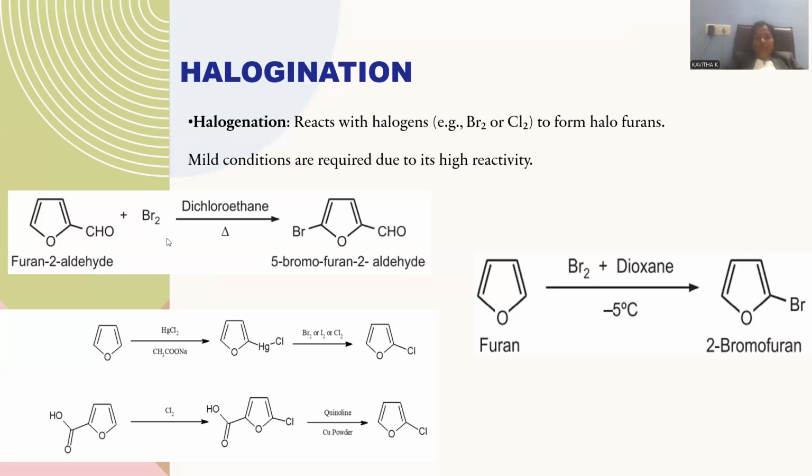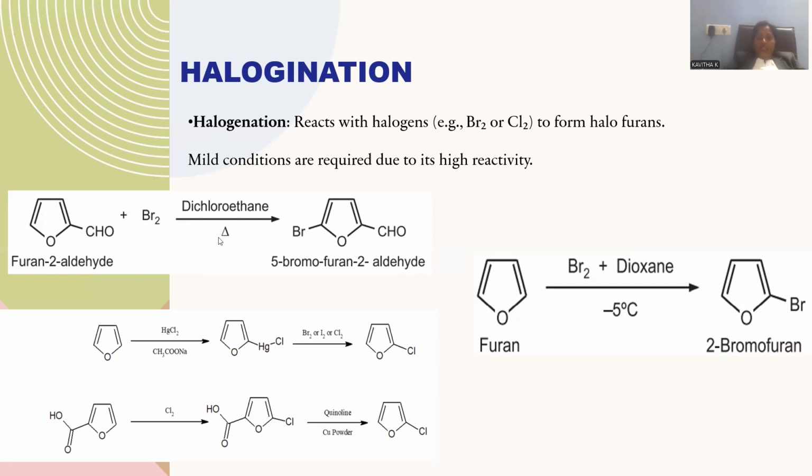Now let me go for halogenation. I'm taking furfural; furan-2-aldehyde is denoted as furfural. It is brominated in the presence of dichloroethane. Dichloroethane is a solvent, and slight heating is required. Bromo will be substituted at position number 2, right?